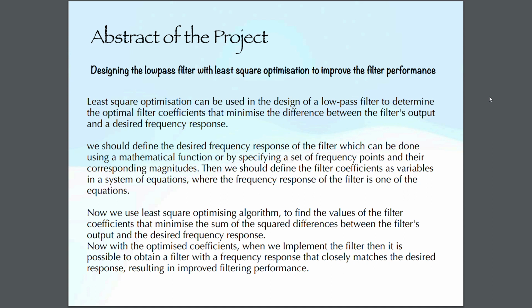We should define the desired frequency response of a filter, which can be done using a mathematical function or by specifying a set of frequency points and their corresponding magnitudes. Then we should define the filter coefficients as variables in a system of equations where the frequency response of the filter is one of the equations. Now we use the least square optimization algorithm to find the values of the filter coefficients that minimize the sum of square differences between the filter's output and the desired frequency response.